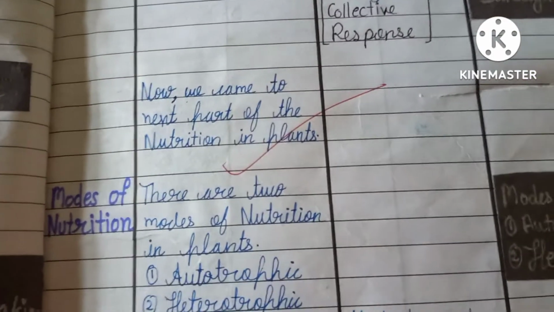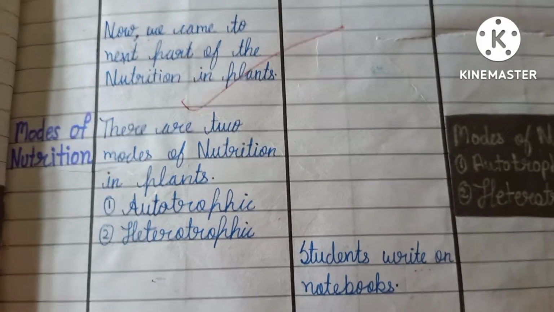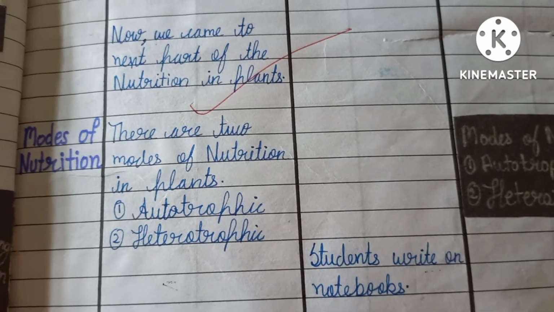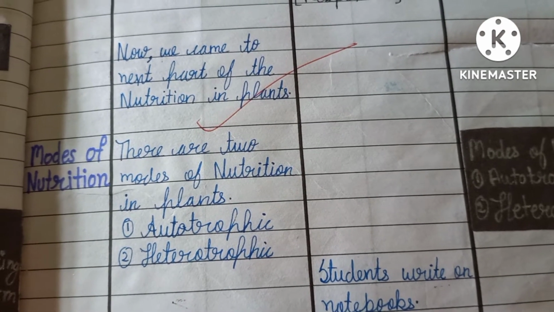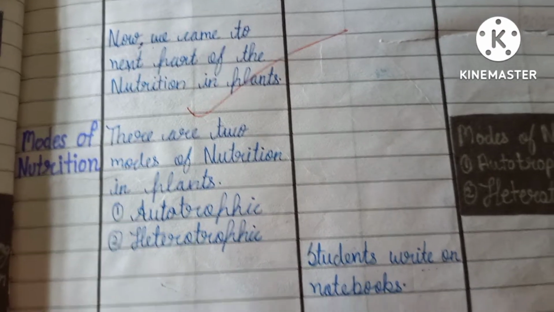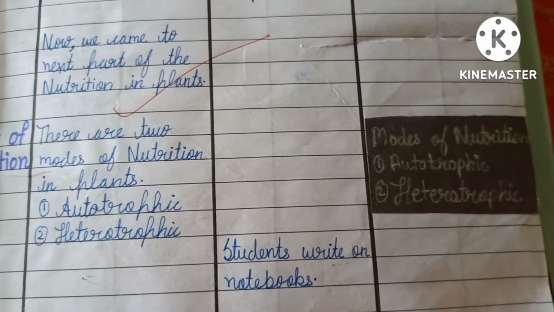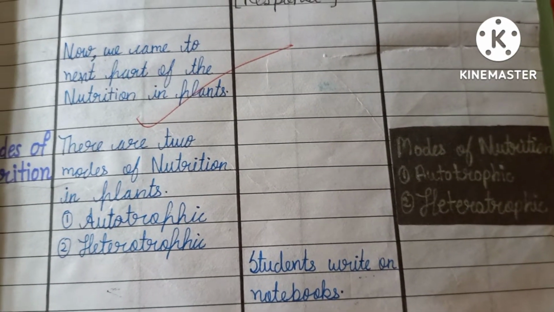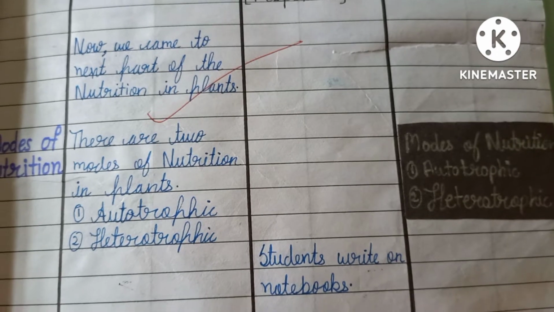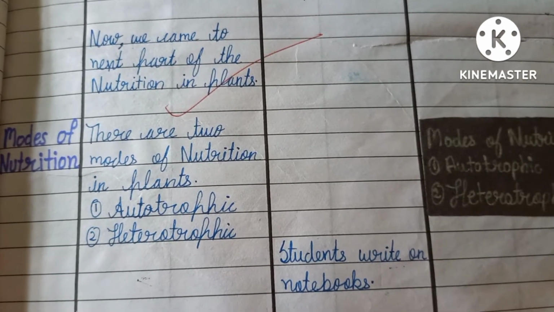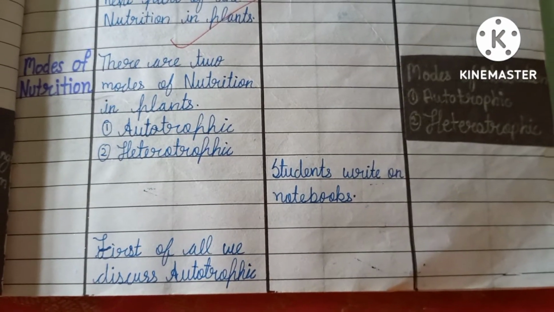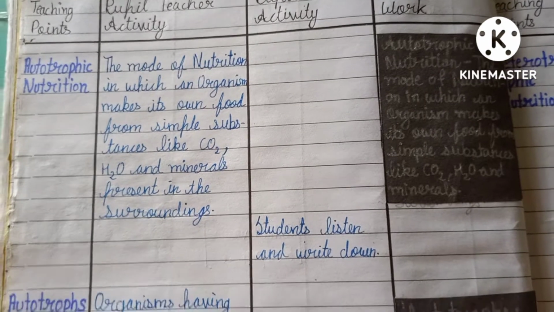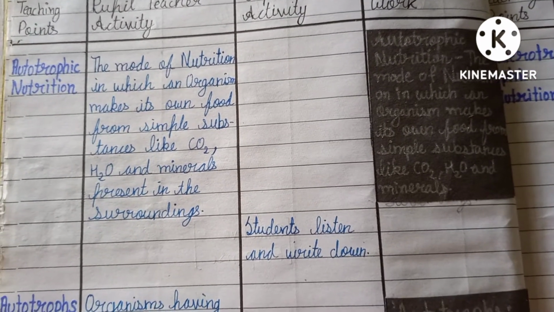Our next teaching point is modes of nutrition. In pupil teacher activity we say there are 2 modes of nutrition in plants: autotrophic, heterotrophic. Now we write on the blackboard modes of nutrition: autotrophic, heterotrophic. In pupil activity, students write in notebooks. First of all we discuss autotrophic. Next teaching point is autotrophic nutrition.